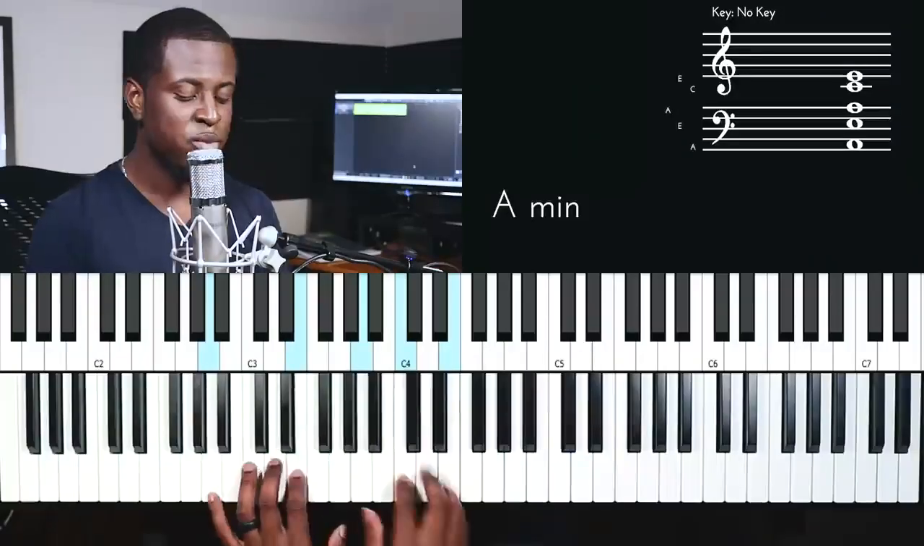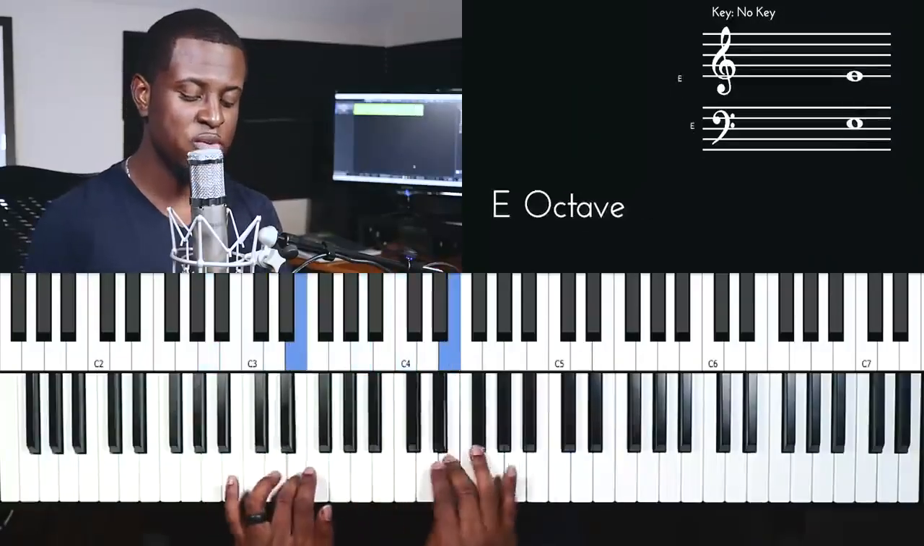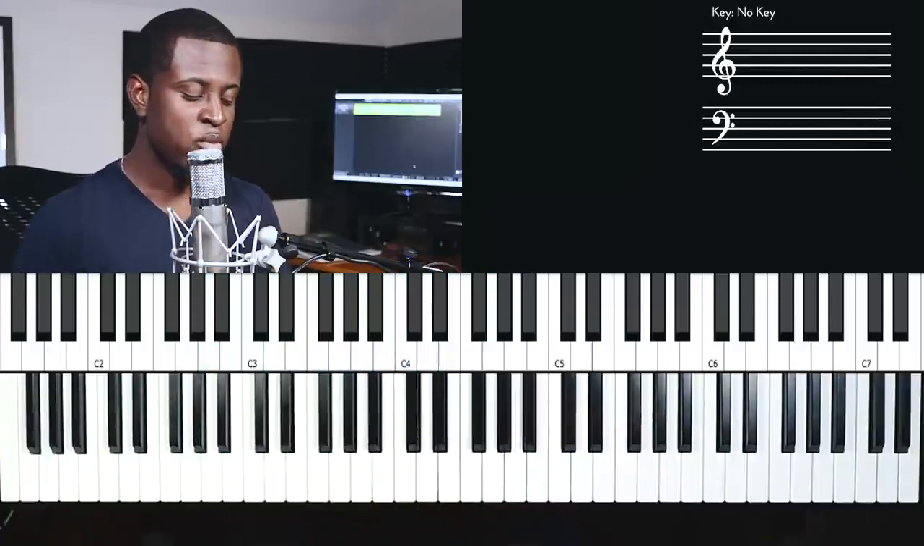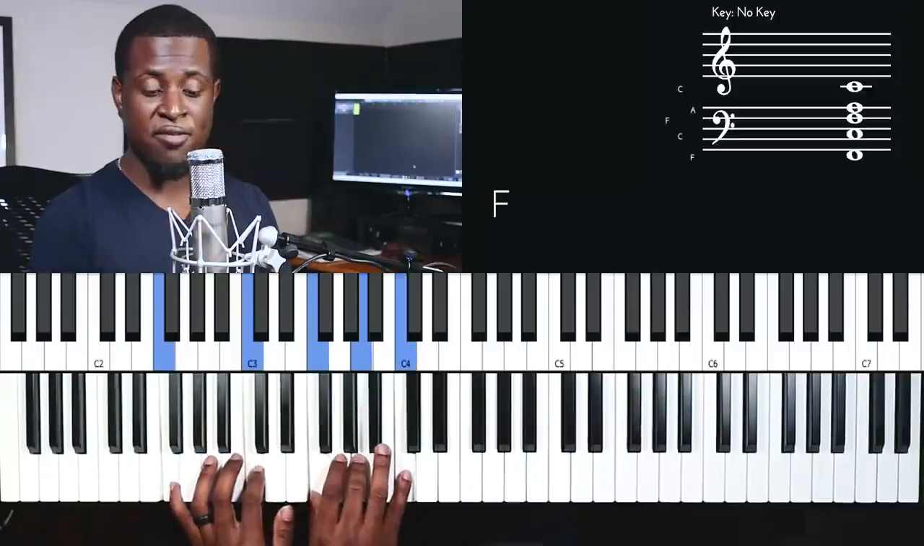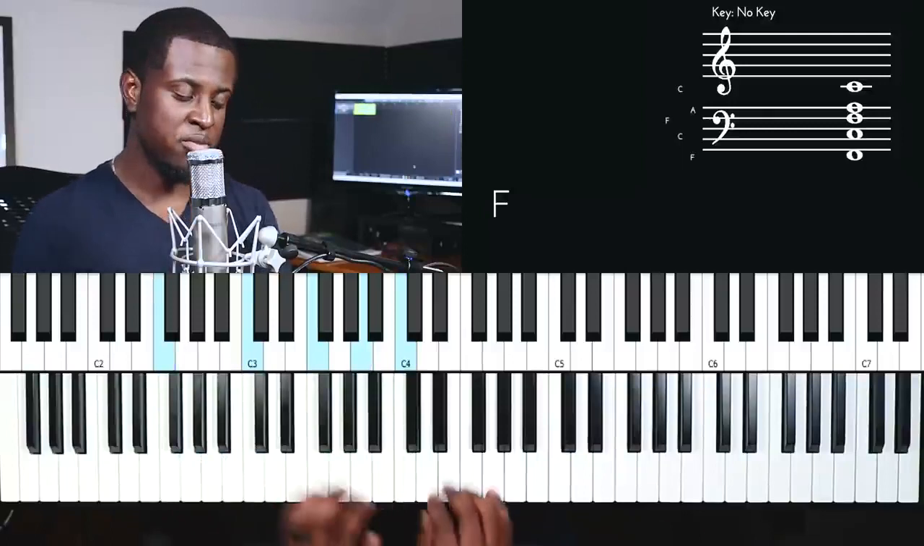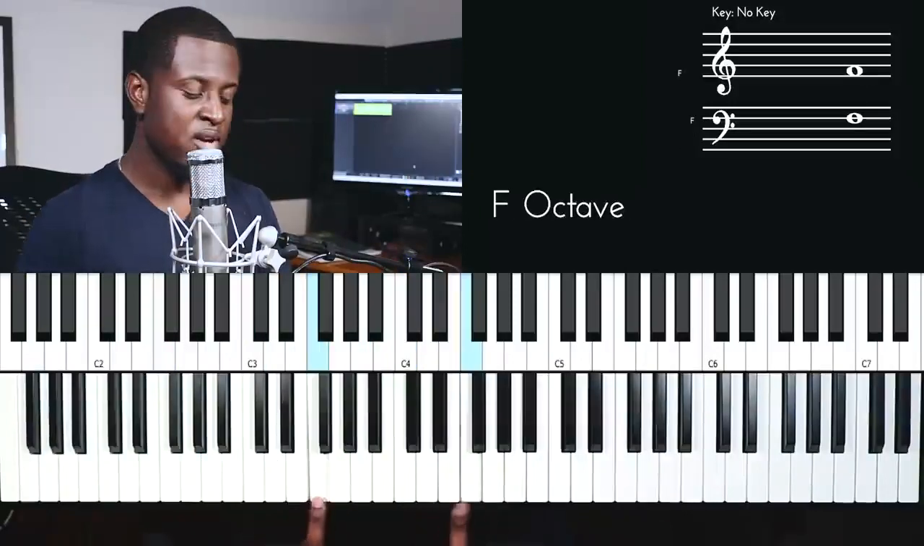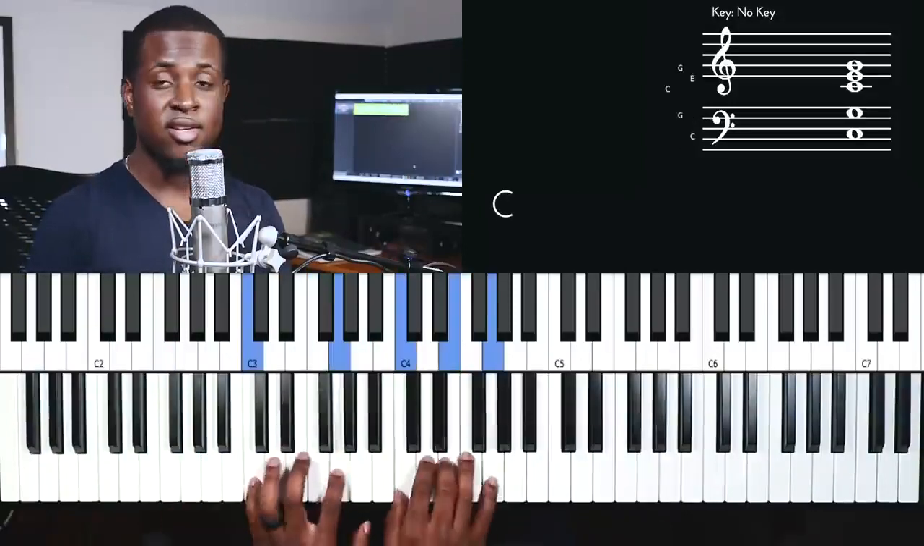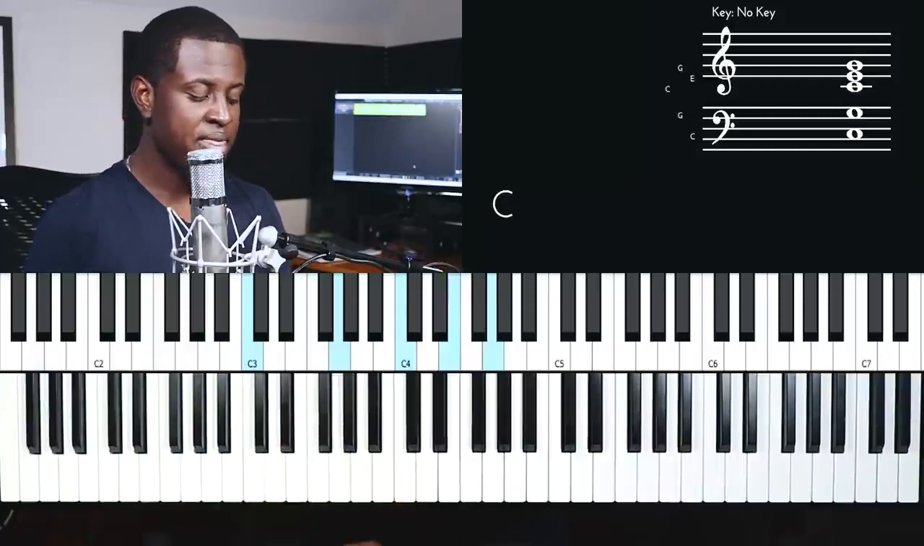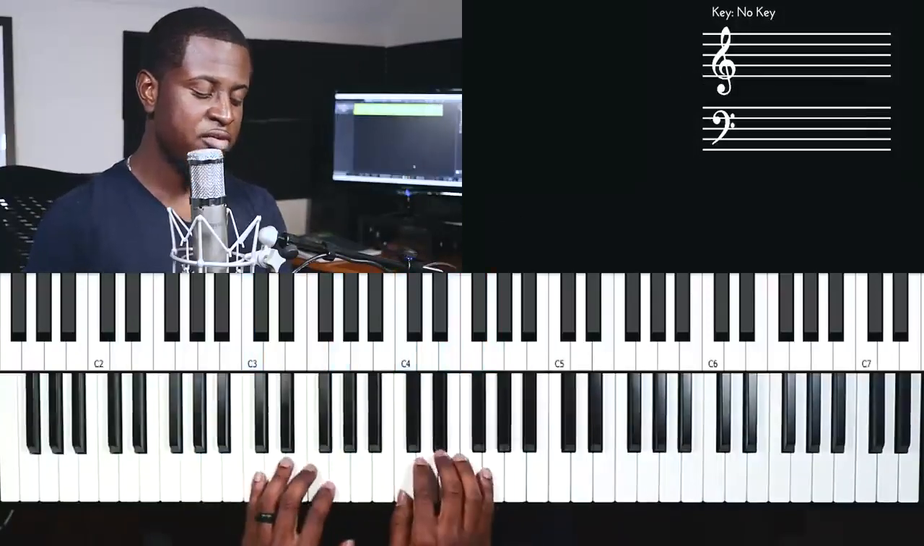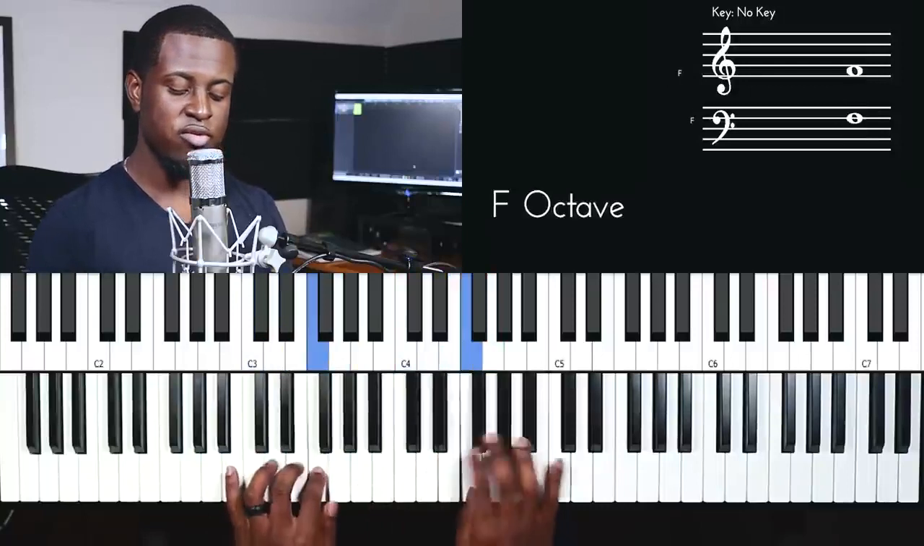Now, when I say 6-4-1-5, I'm referring to the different degrees of the scale. A minor being the 6th degree, which is 6 notes away from C. 1, 2, 3, 4, 5, 6. I'm referring to 4, which is F, which would be 4 notes away from C. 1, 2, 3, 4. I'm referring to C, which is 1. All right. And then G, which is 5 notes away from C. 1, 2, 3, 4, 5.